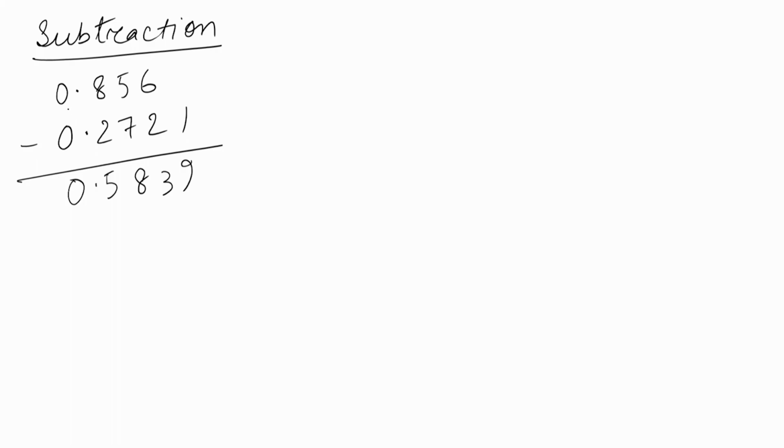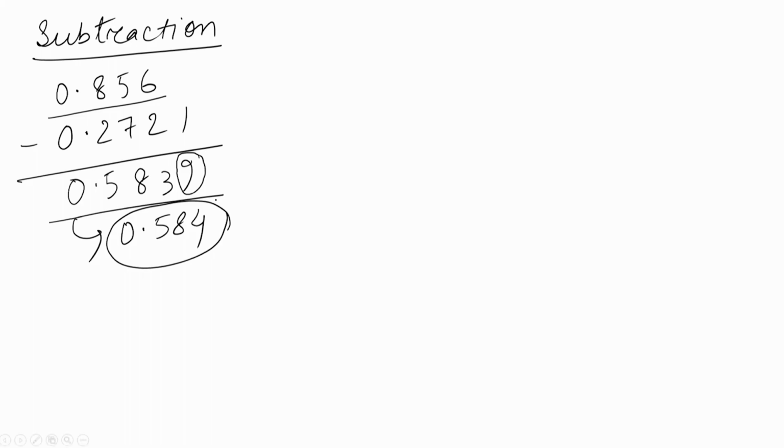Now, this number has only 3 digits after the decimal point. So the answer should also have 3 digits after the decimal point. So we need to remove 9. Since 9 is greater than 5, we will add 1 to 3. Okay. So the answer is 0.584. Okay. So this is the final answer.